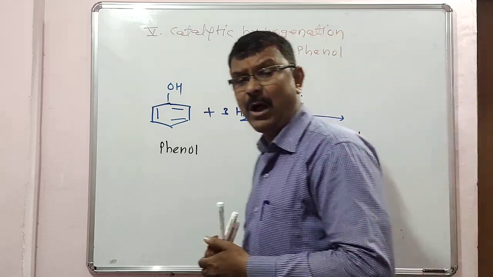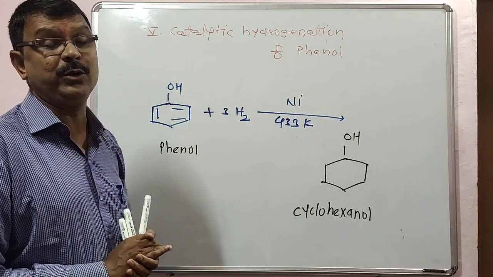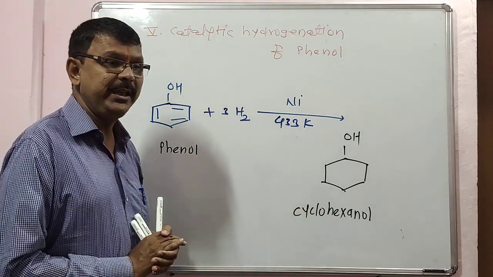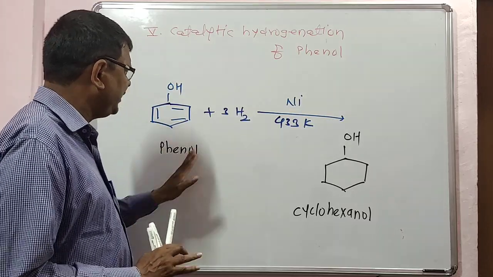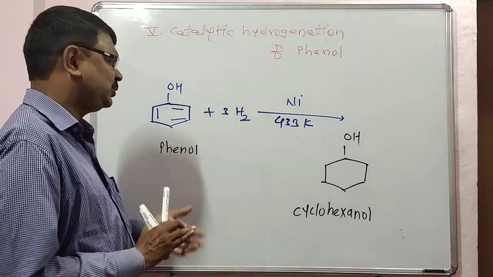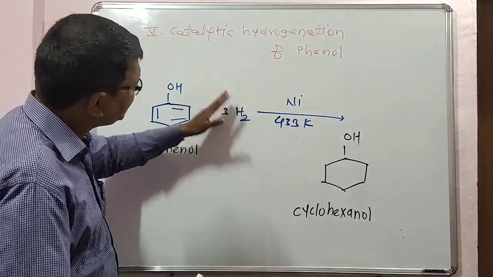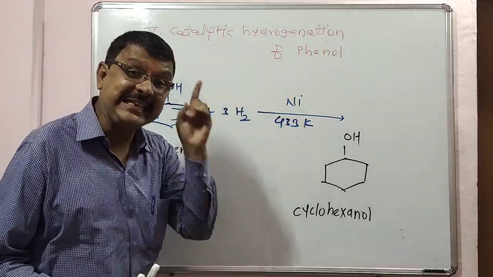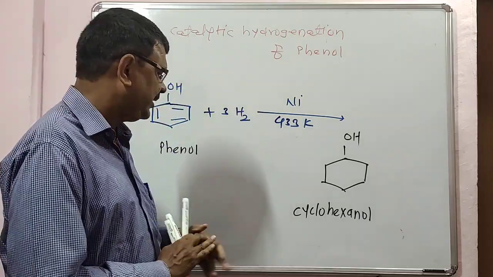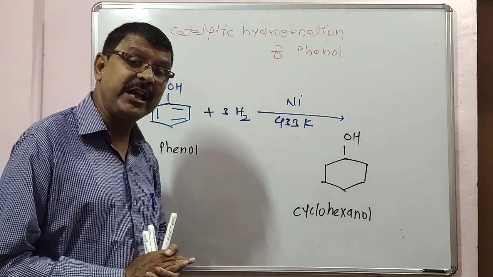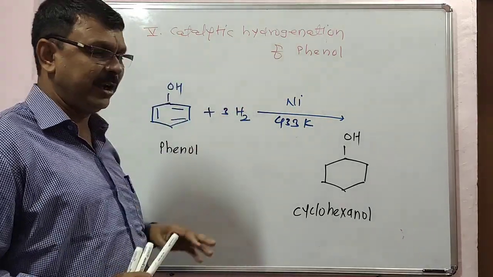Look here, a simple question: how will you convert phenol into cyclohexanol? Answer: when hydrogen gas is passed through phenol, both in vapor phase, over nickel as a catalyst at 433 Kelvin, it gives cyclohexanol. Correct? Yes. Catalytic hydrogenation of phenol.